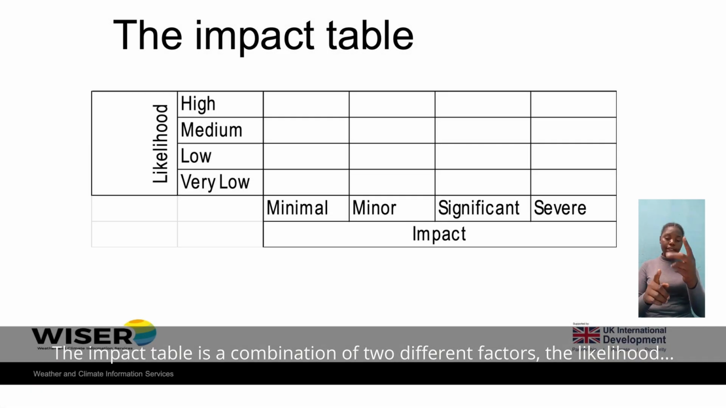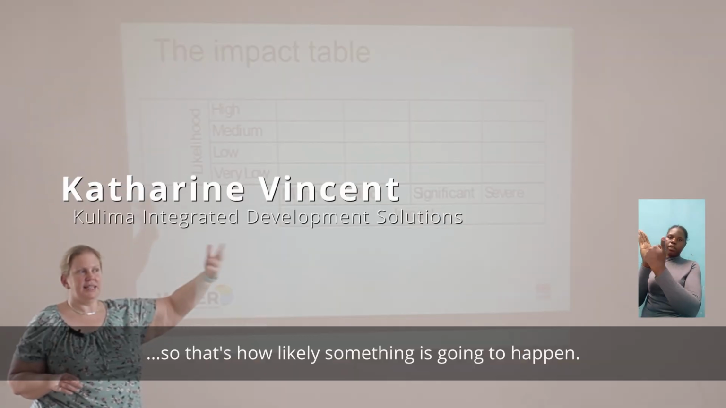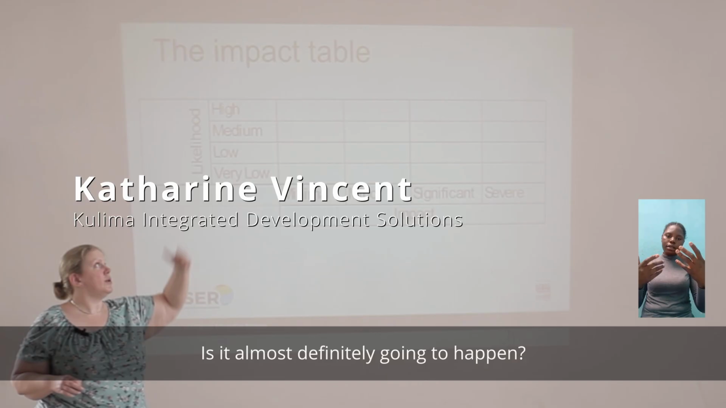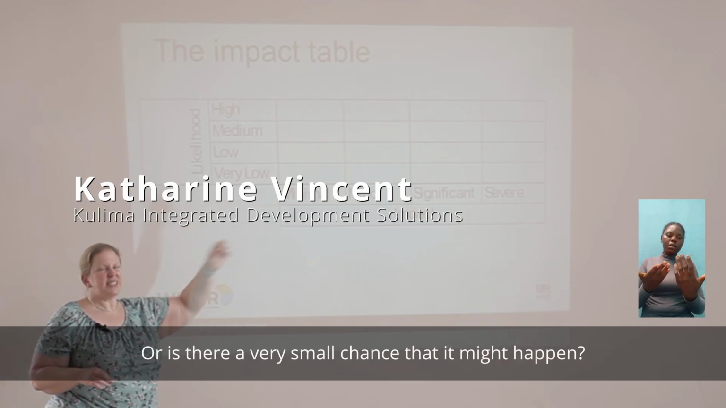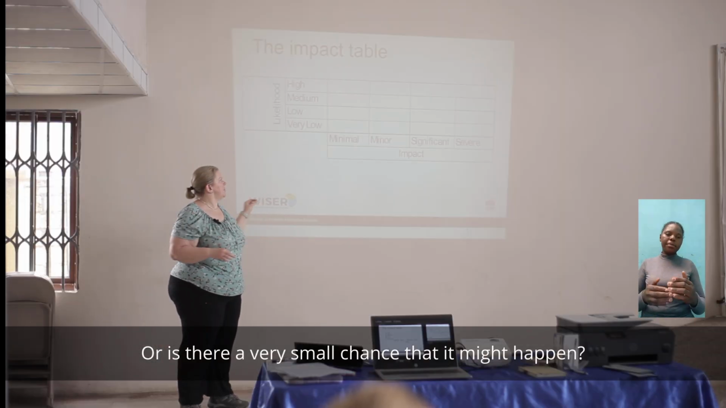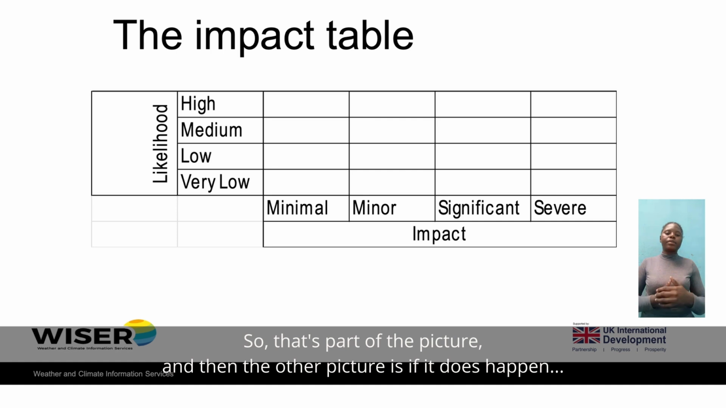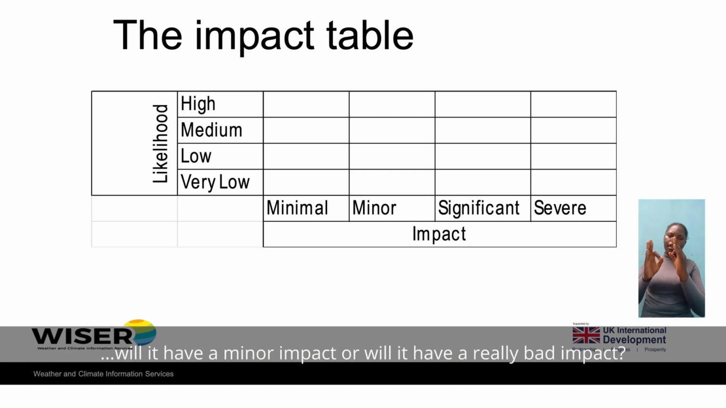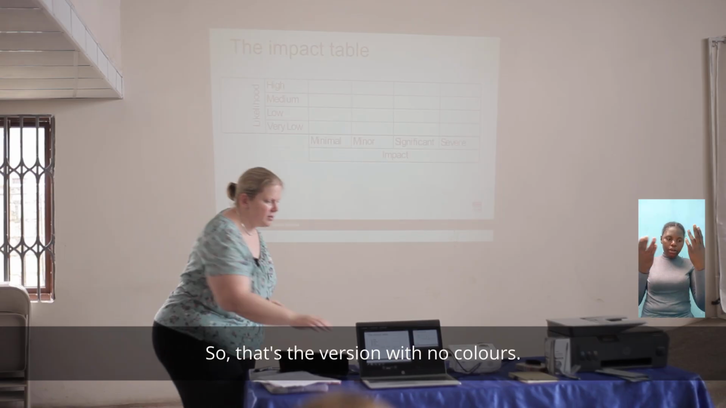The impact table is a combination of two different factors. The likelihood, so that's how likely something is going to happen. Is it almost definitely going to happen, or is there a very small chance that it might happen? So that's part of the picture. And then the other part is, if it does happen, will it have a minor impact or will it have a really bad impact? So that's a version with no colors.